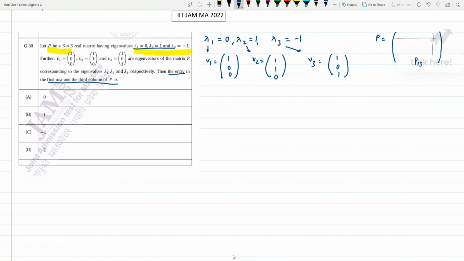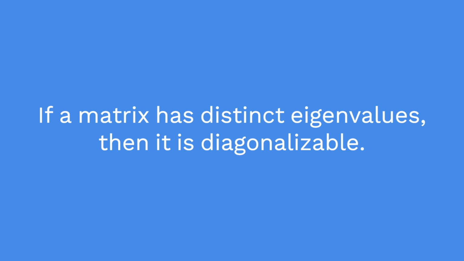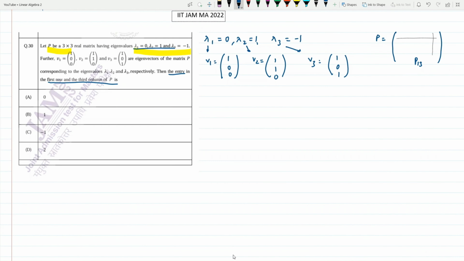In an earlier video, I'll be attaching the link right here, you can check it out, we had stated that if a matrix has distinct eigenvalues, then the matrix is going to be diagonalizable. And since P is diagonalizable, we can find a non-singular matrix C such that when I multiply C inverse P with C, this is going to be a diagonal matrix D.